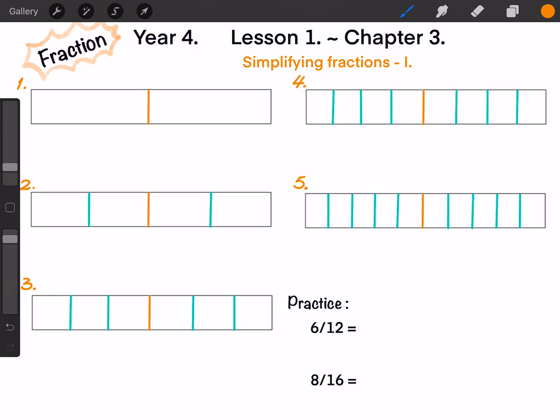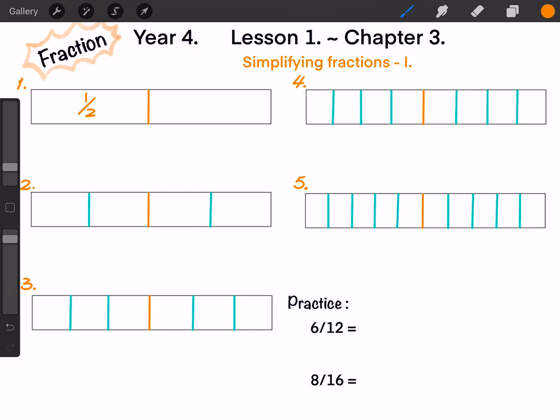An orange line divides the rectangle into 2 equal parts, the left part and the right part. So we can say the left part is 1/2 of the whole rectangle. Now, let's look at the second rectangle. The orange line divides the whole rectangle into 2 equal parts, the left part and the right part.